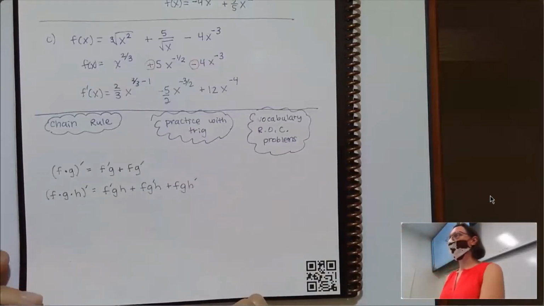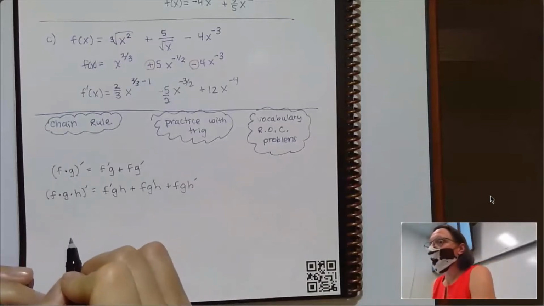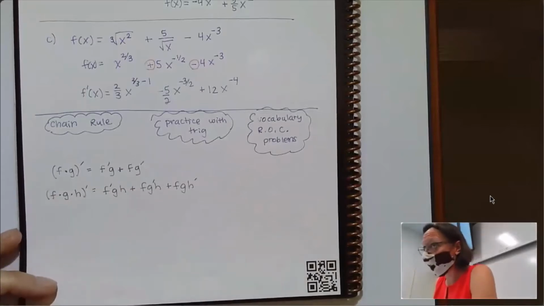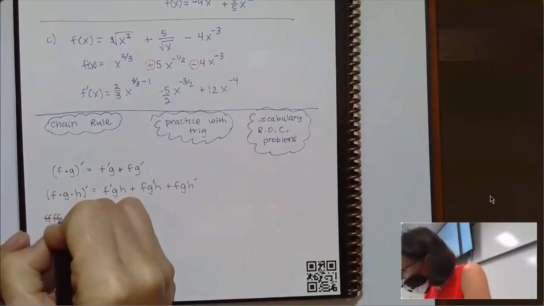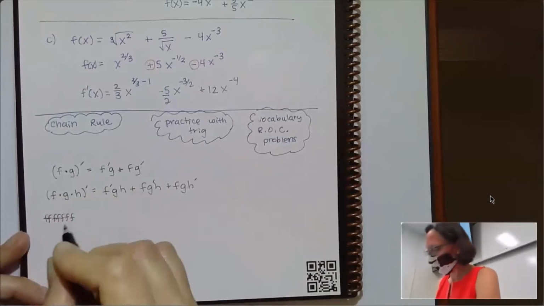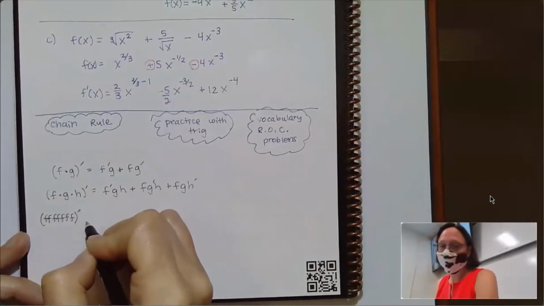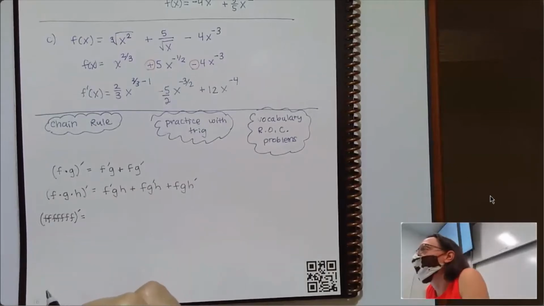Okay, someone pick a number between 5 and 10. 7. So it's going to be a stretch for me to squeeze this in here, but I'm going to put 7 things multiplied together. Okay, I got 7 of them. And then I'm going to take the derivative. Since I got 7 of them, I got to write them 7 times.